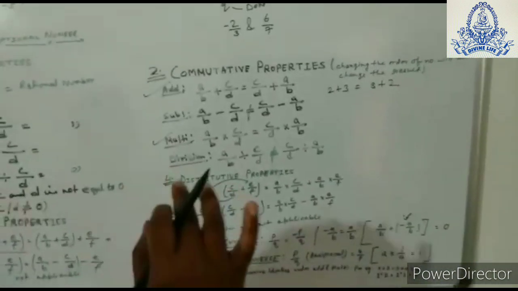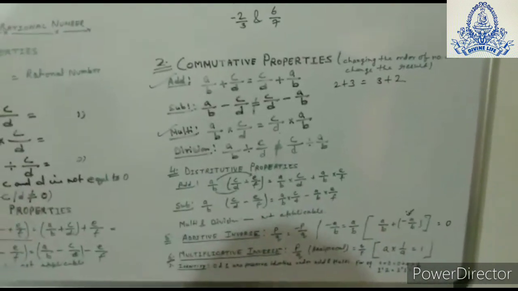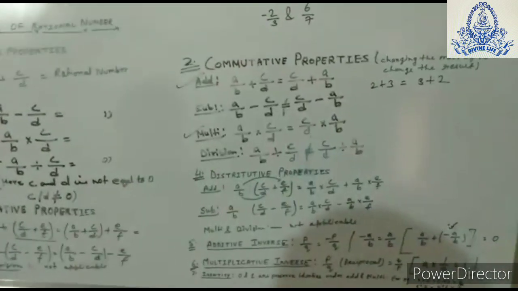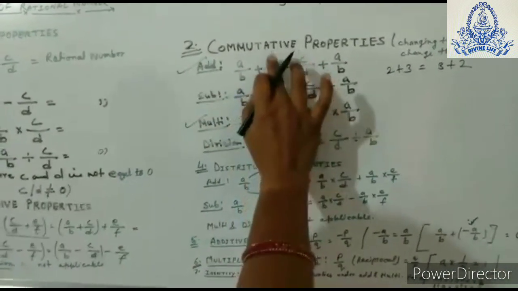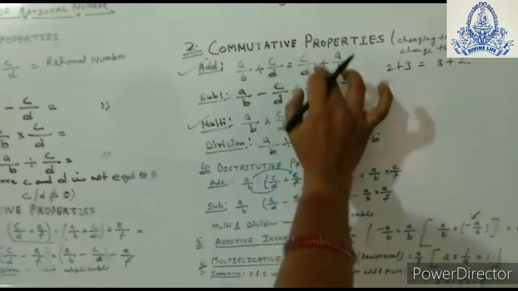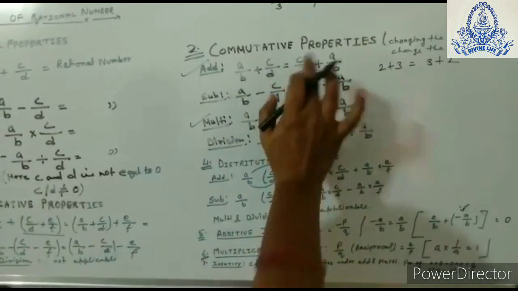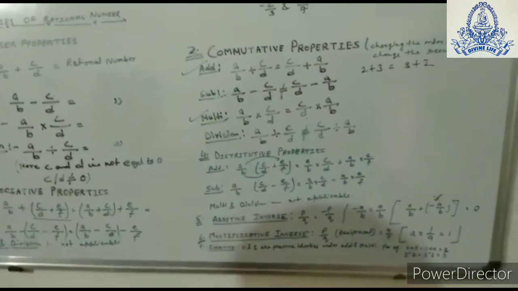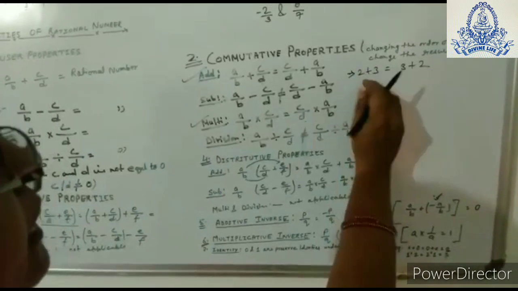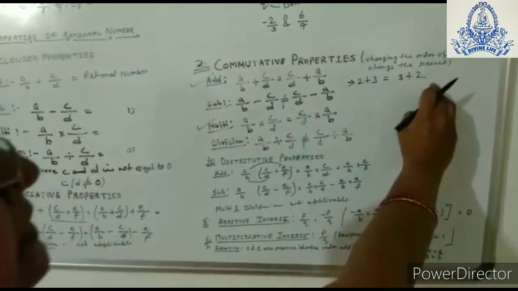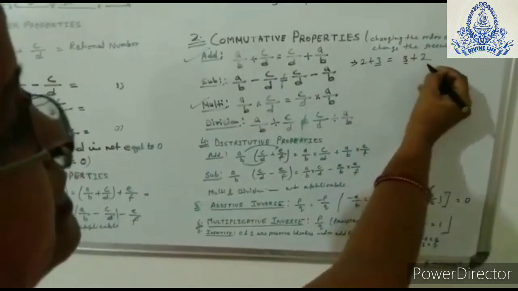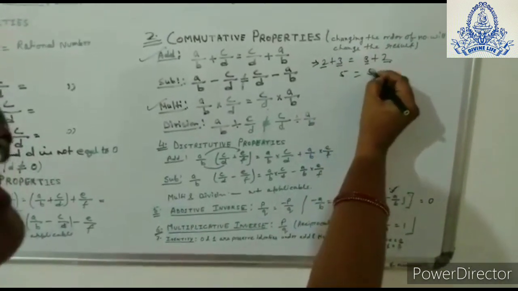Now our next property is the commutative property. Here, changing the order of numbers will not change the result. Look at the addition property of commutative: A upon B plus C upon D equals C upon D plus A upon B. Here the order is changed but the result will not change. For example, 2 plus 3 equals 3 plus 2. Here the order is changed but the result is the same.